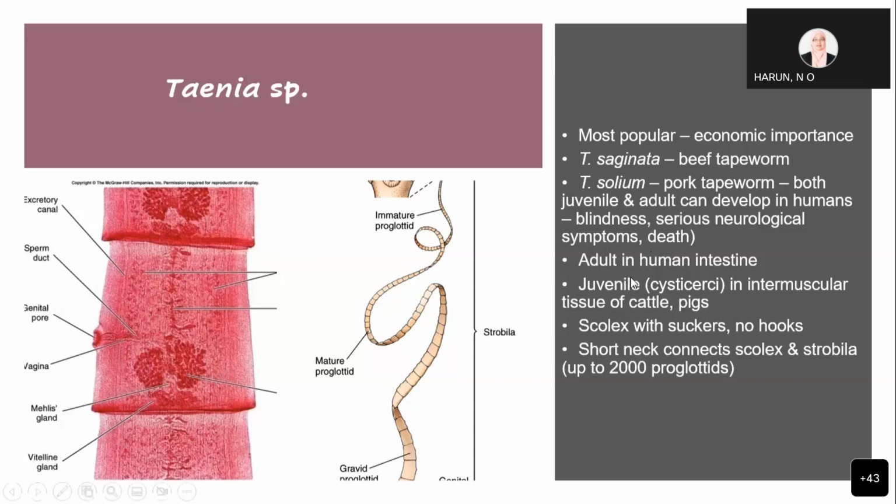Manakala adults in human intestine, sementara juvenile ataupun cysticerci in intermuscular tissue of cattle dan juga pigs, scolex with sucker but no hook. Dan manakala short neck, scolex dan juga strobila up to 2,000 proglottids. So bayangkan how many of them will be inside the body system.